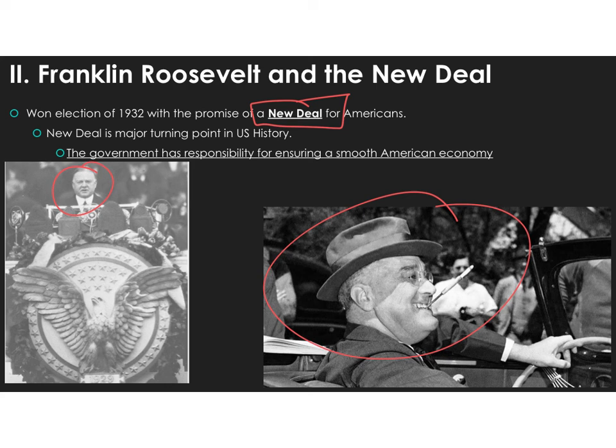This changes everything, and I'll mention this multiple times. The New Deal changes things so that now the government has a responsibility for ensuring a smooth American economy. Before the New Deal, most Americans agreed with this concept of hands off, government stay out of everything. But now, after FDR comes in and implements his New Deal policies, Americans will look back and say, it's a good thing.